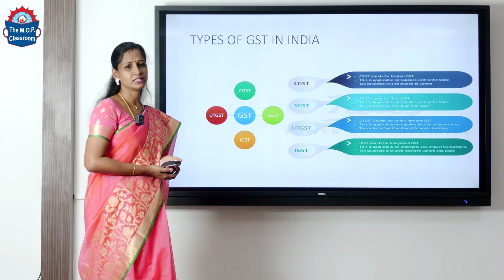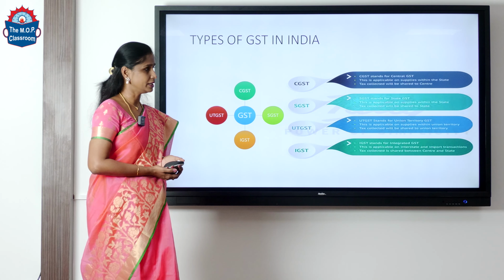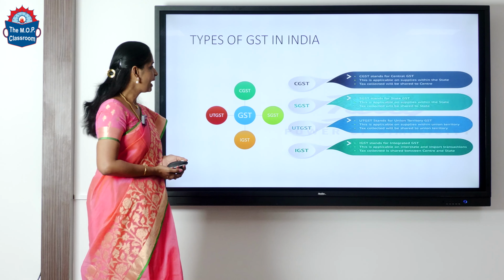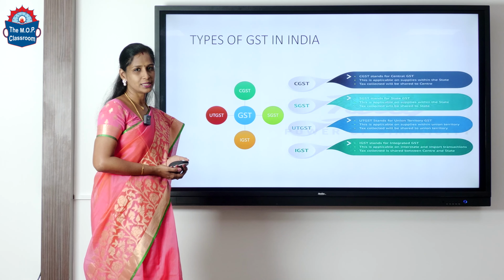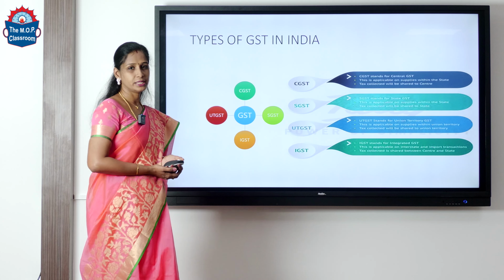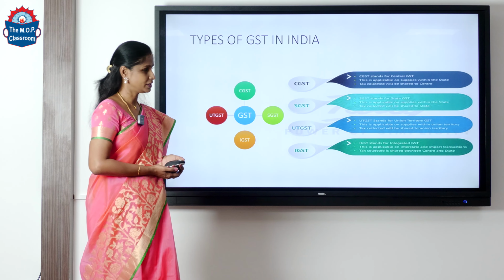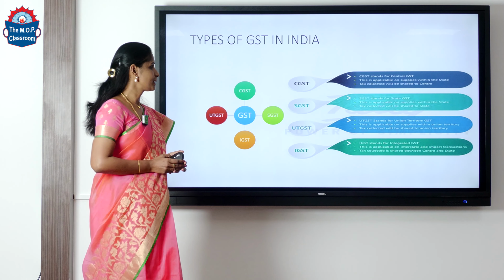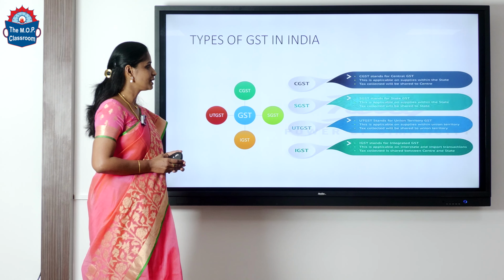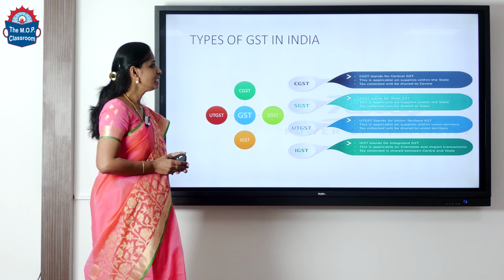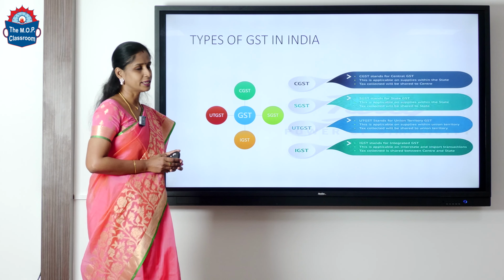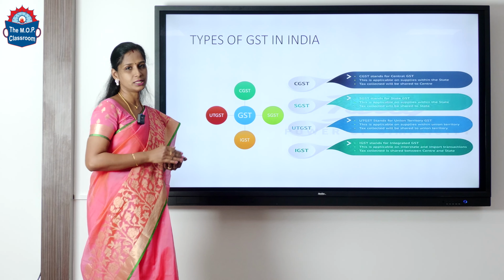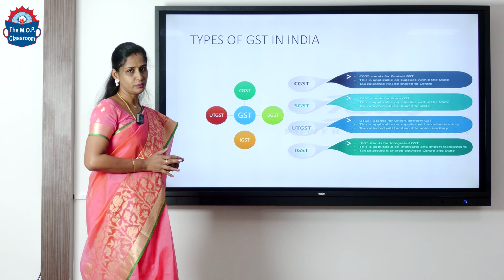Now, Goods and Service Tax is classified into 4 categories: CGST, Central Goods and Service Tax; SGST, State Goods and Service Tax; UTGST, Union Territory Goods and Service Tax; and IGST, Integrated Goods and Service Tax. So here, Central Goods and Service Tax, as the name implies, is collected and shared to the center. When there is a transaction happening within a state, the CGST will be collected.